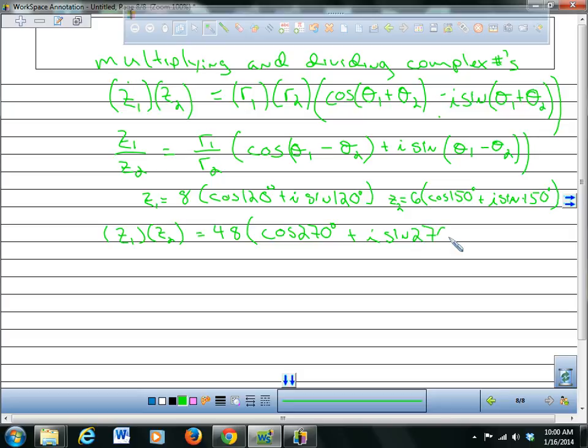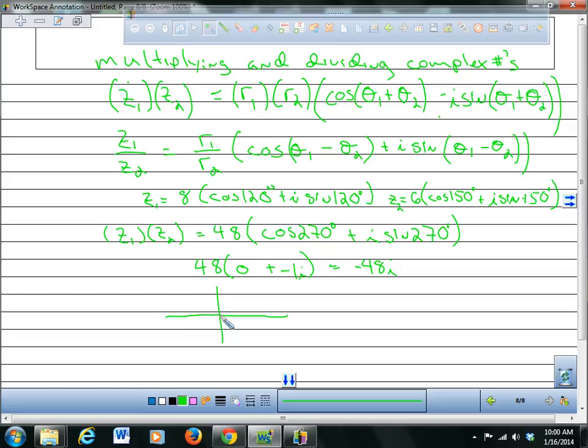And then if they say leave it in trigonometric form, you'll leave it like that. But if you want it in a plus bi form, then you would multiply this through. Cosine of 270, who knows what that is? Zero. Okay? And sine of 270 is -1. So all I would get is -1i, which would just be -48i.